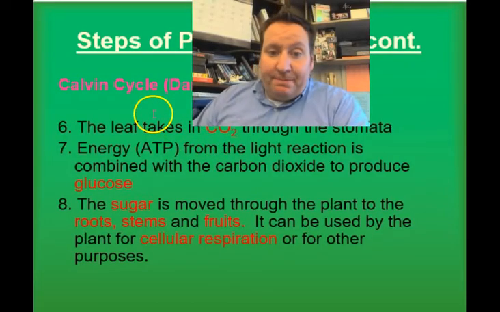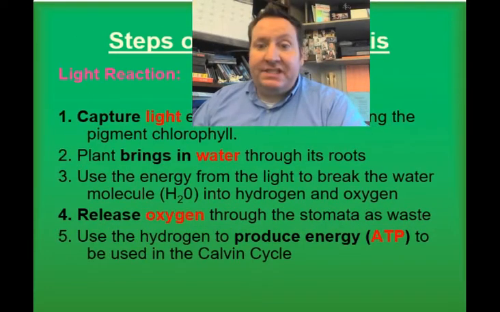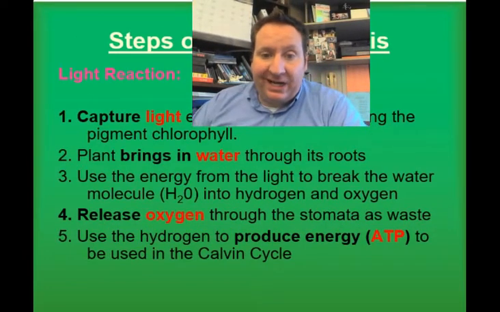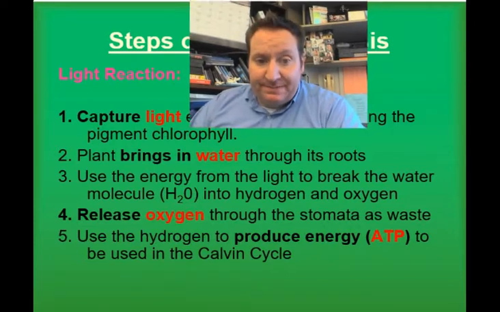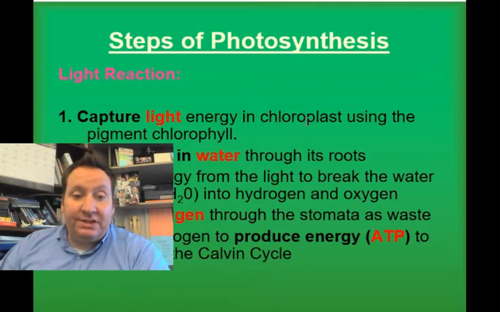So this is the first step of photosynthesis, and this is the second step. Let me go to the first step of photosynthesis. It's called the light reaction. And what I just told you is the very first thing that happens is that we capture this light energy in the chloroplast, in the pigment called chlorophyll, which is located in the membrane of the thylakoid.